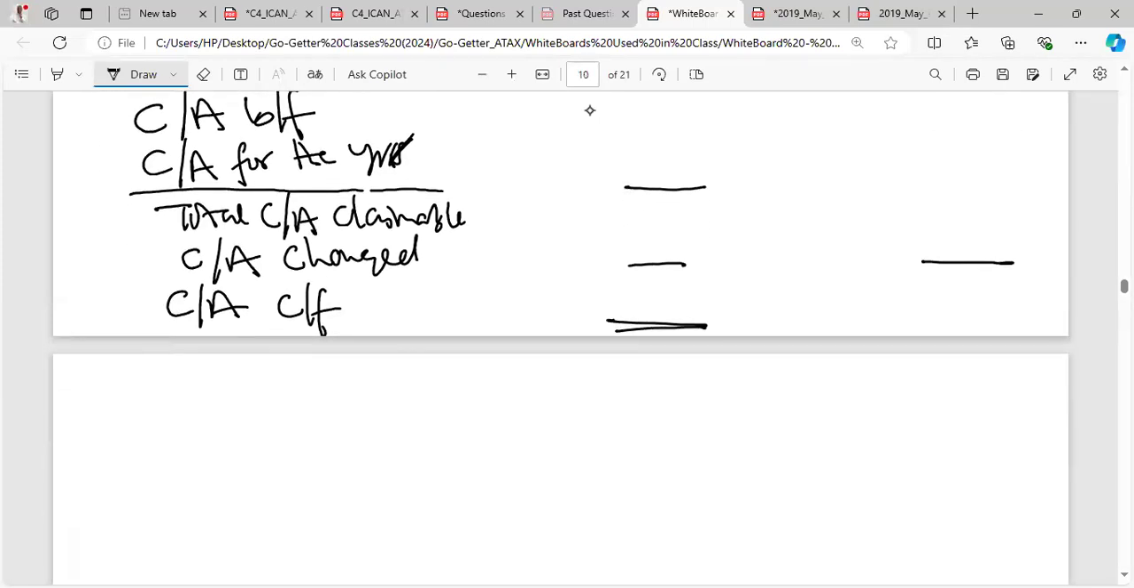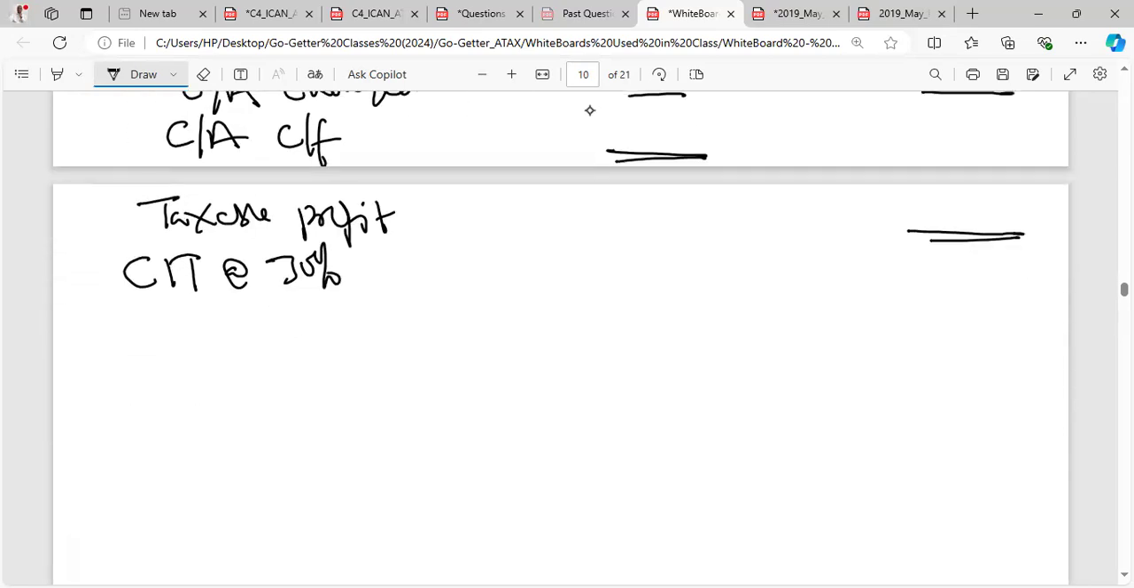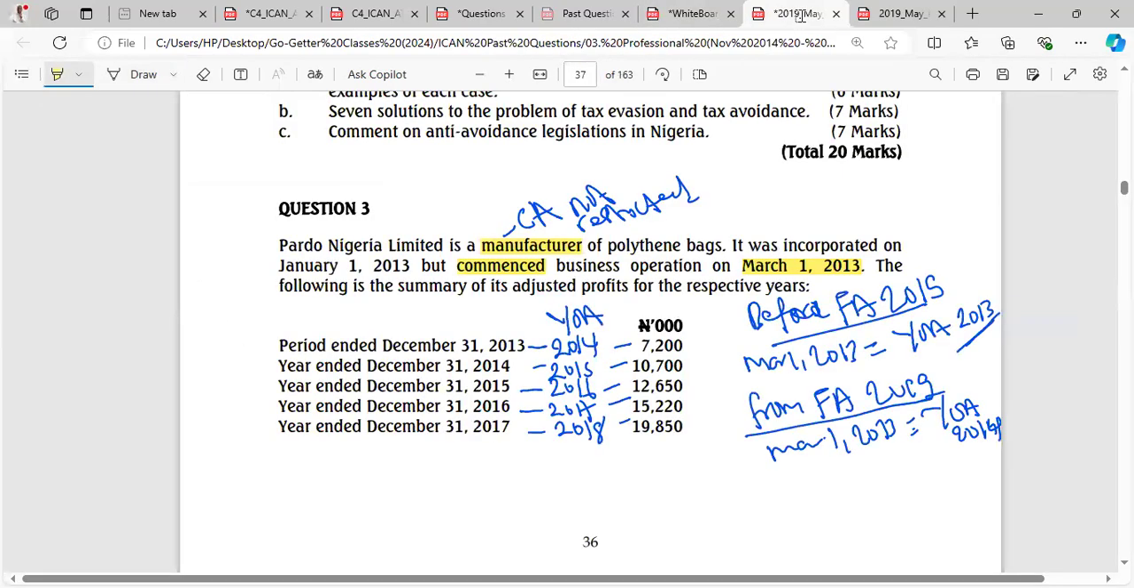Next thing will be taxable profit. Then we will say CIT at 30%, TET at 2%. So we've done the second one. We will now do like that.